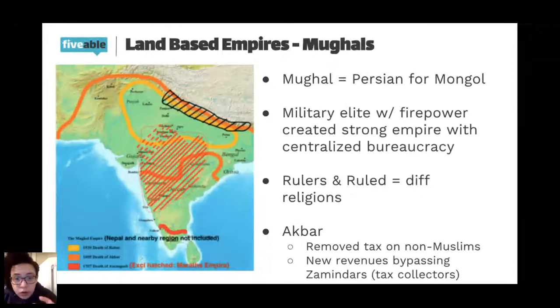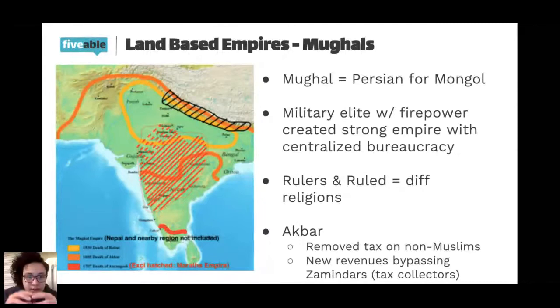One person to know from the Mughals would be Akbar. He was really religiously tolerant, so he removed the taxes that were put on non-Muslims. He removed those, and then also created a lot of new revenues. So he was incredibly wealthy and made a lot of money for the Mughals.